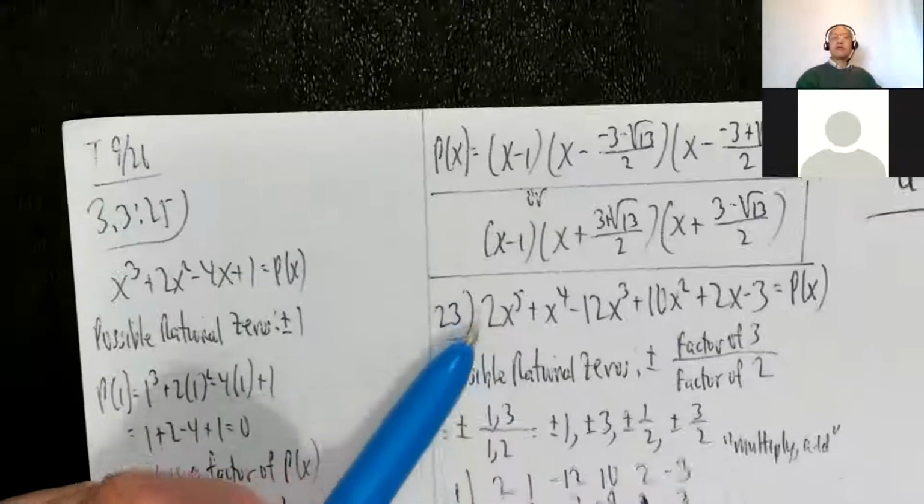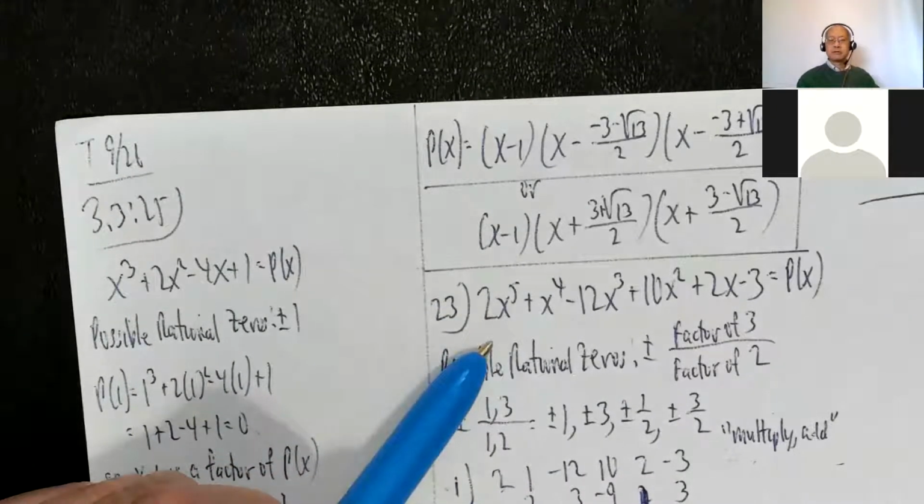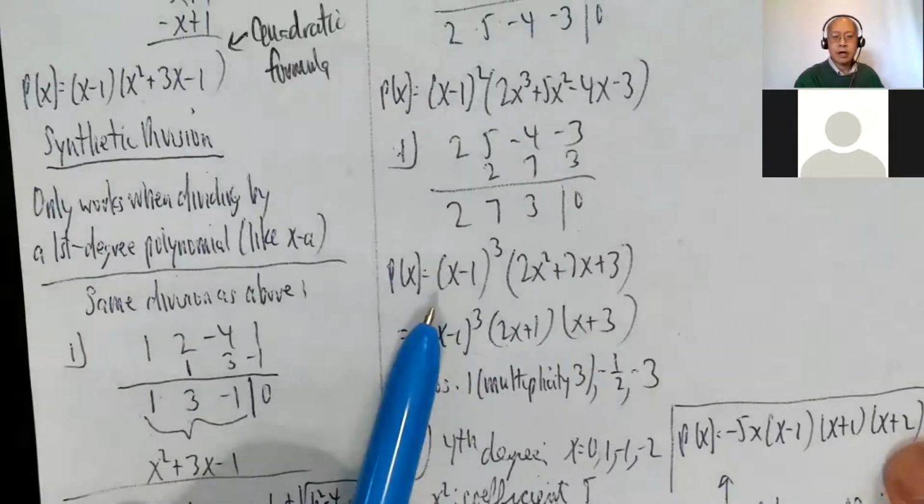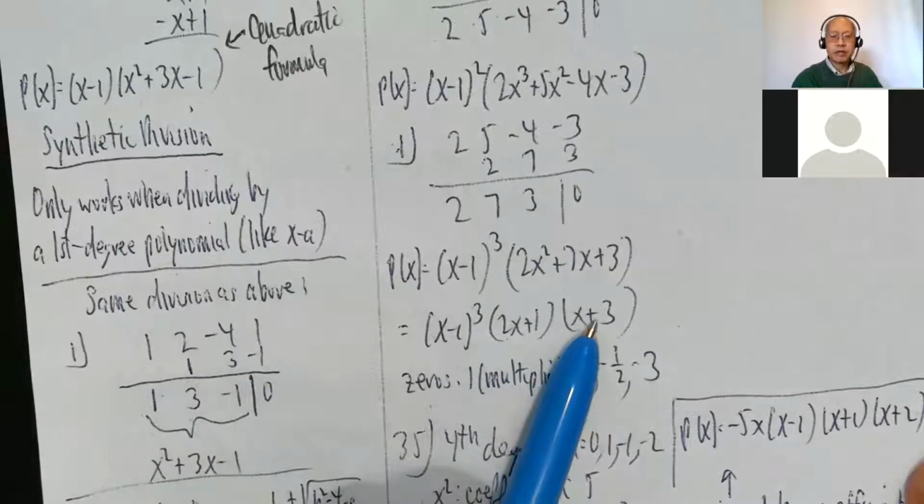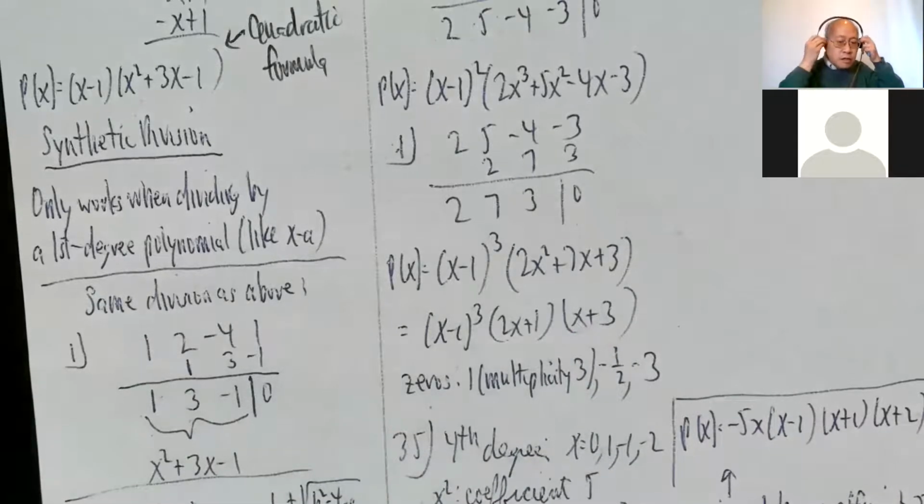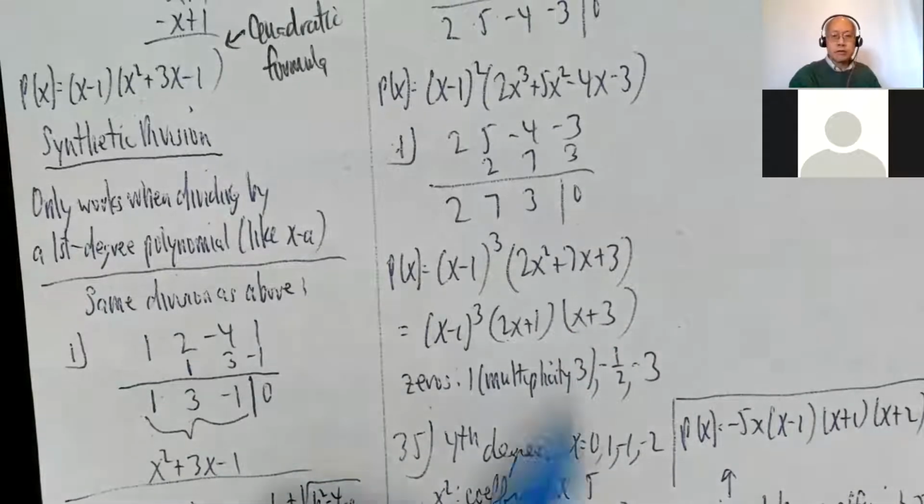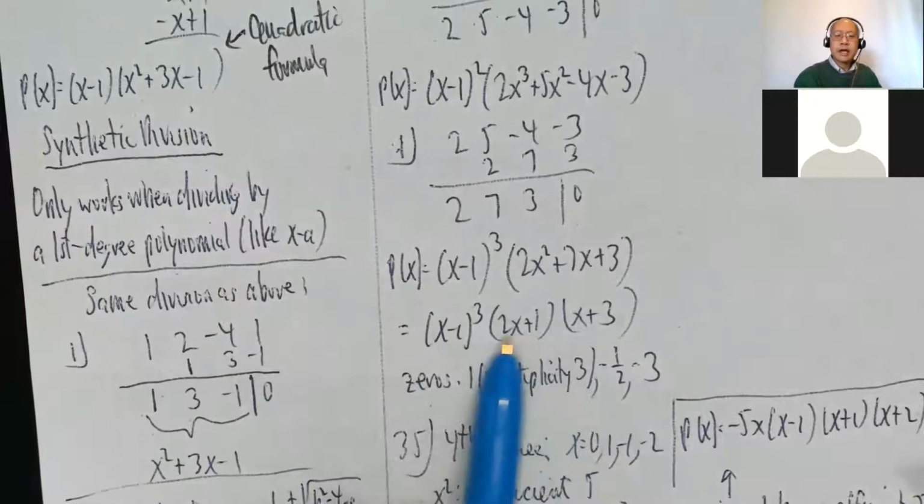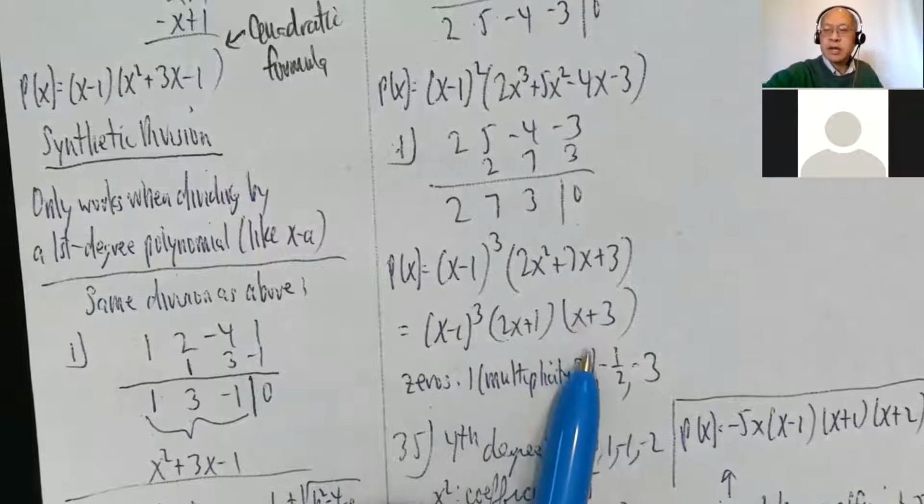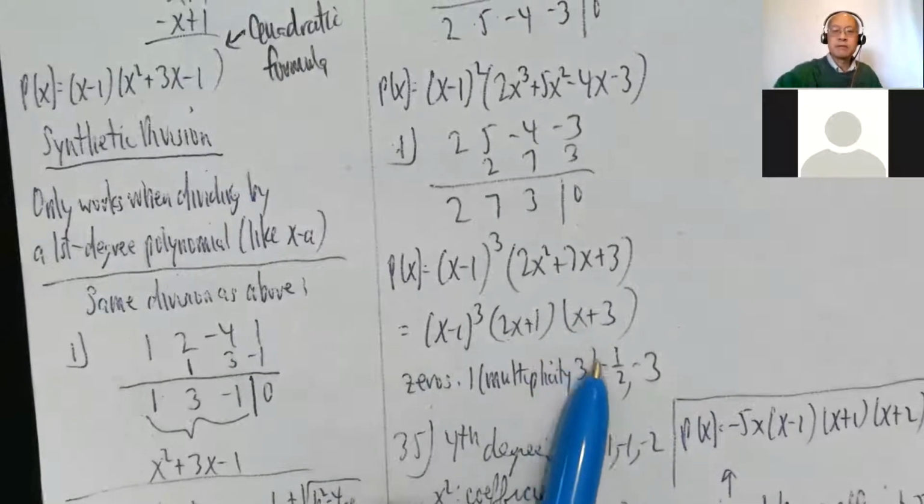All right, so this original 5th degree polynomial has 5 factors. Here they are. X minus 1 cubed, that's multiplicity 3. 2x plus 1, x plus 3. There should be 5 zeros. What are the 5 zeros? 1 of multiplicity 3. Set that equal to 0, that's negative a half. And set that equal to 0, that gives me negative 3, right?